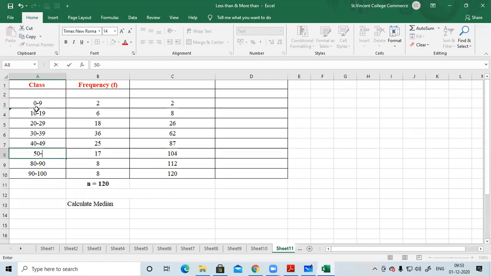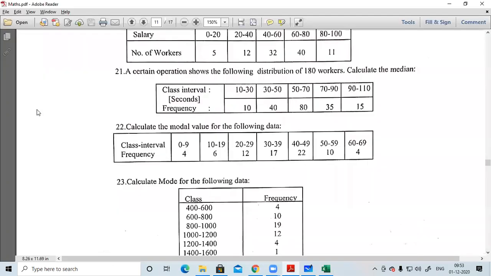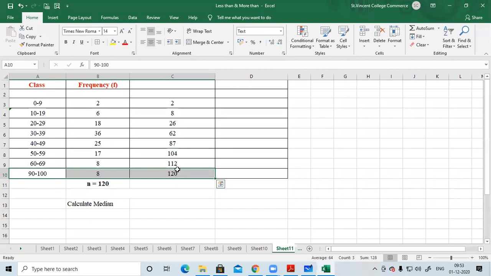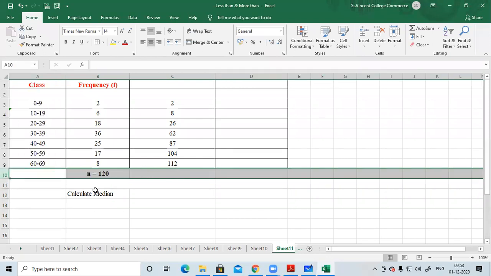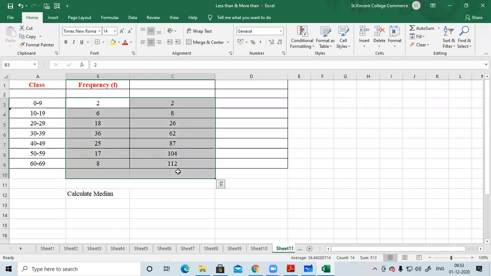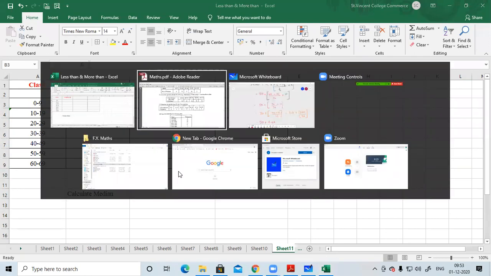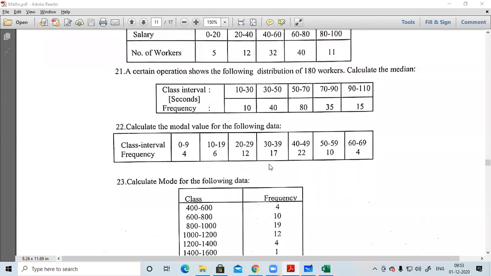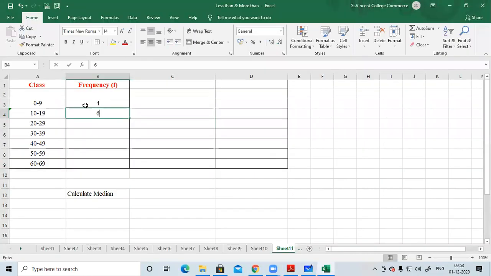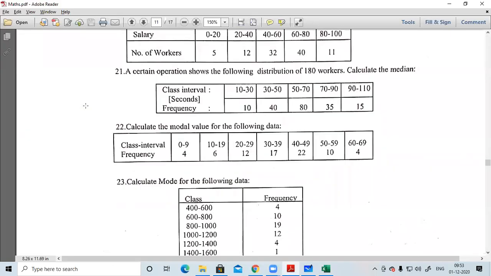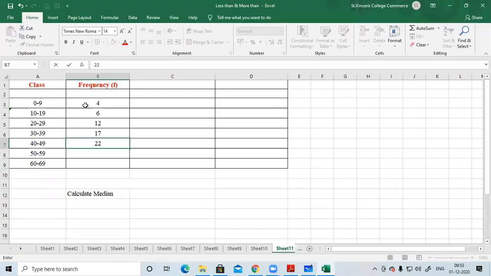40 to 49, 50 to 59, 60 to 69, and that's the data we have. Okay, coming to the frequency column, we have 4, 6, 12, 17, 22, 10, 4. Calculate median.